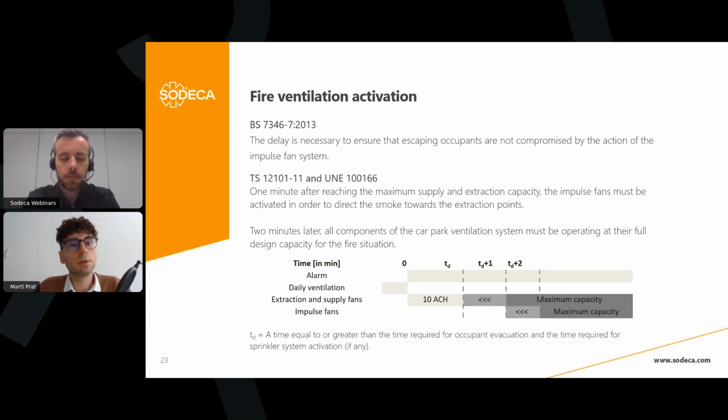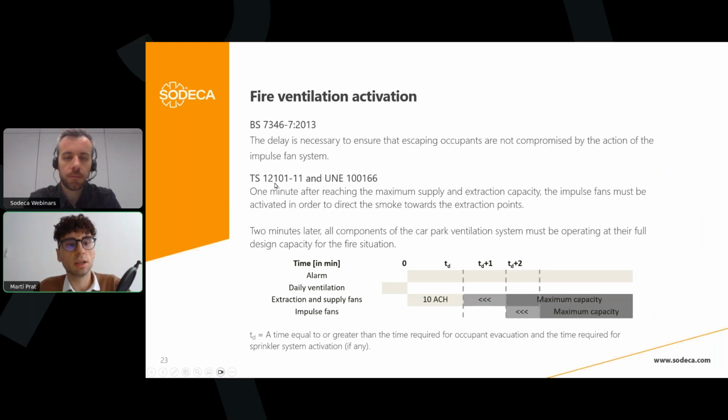It is also very important, in the British standard, it is said that the delay is necessary to ensure that escaping occupants are not compromised by the action of the impulse fan system. So basically, the jet fans need to have a delay because otherwise these jet fans produce turbulence and stratify the smoke layer, so the smoke can go down and make the evacuation difficult. That's why we have a delay with the jet fans activation.